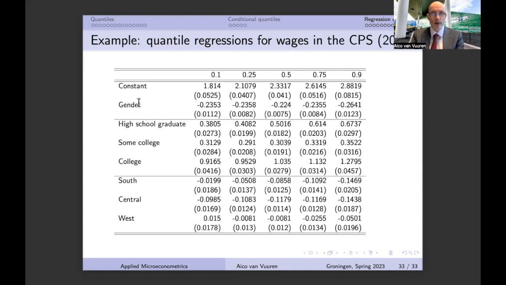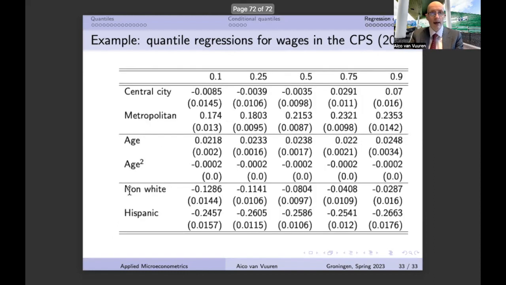First of all, gender, whether somebody is a woman or not. We have here the different levels of education: high school graduate, some college, and college. The left out category is now not having a high school diploma, so a high school dropout. We have here different regions, south, central, and west, where the northwest is going to be the left out category. And we have central city, and metropolitan, whether you live in a metropolitan area. We have H and H squared, and we have some ethnic background characteristics, non-white and Hispanic.